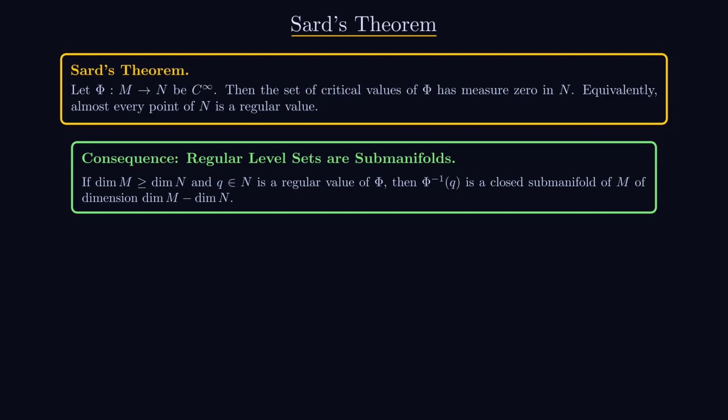If the dimension of M is at least the dimension of N and q is a regular value of phi, then the entire preimage of q is a closed submanifold of M of exactly the expected dimension, the dimension of M minus the dimension of N. Sard guarantees that such regular values exist abundantly. They fill an open, dense set.